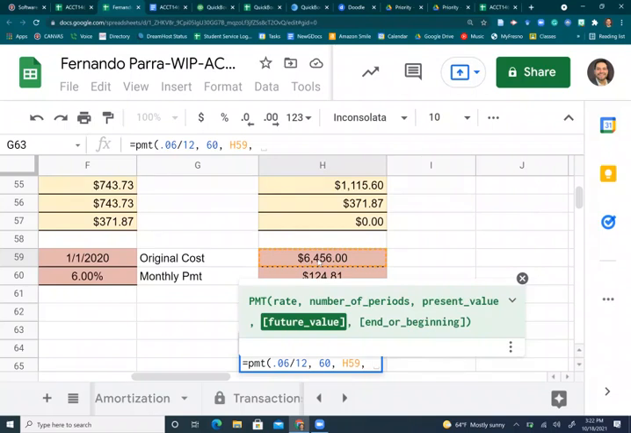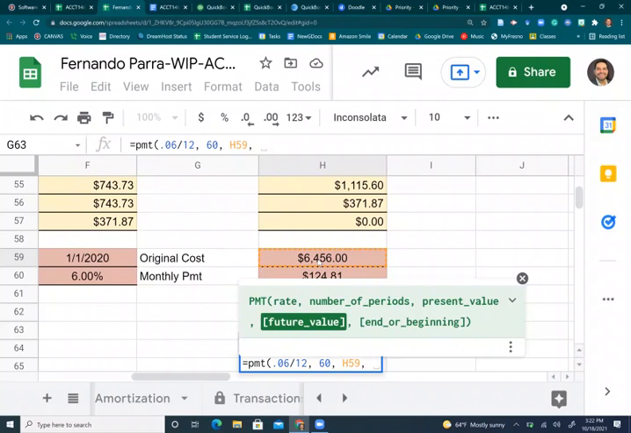We say 0 because the future value of this loan should be 0 at that time. At the end of those 60 months, I should not owe anything on that loan. Now, there are instances where you have balloon payments, where you would have to adjust that.